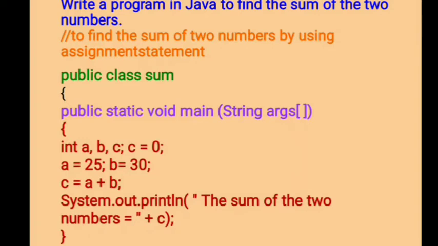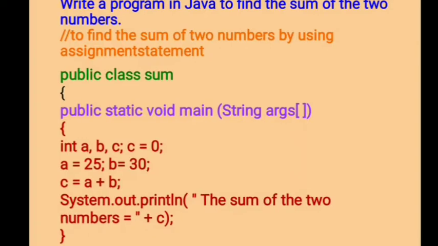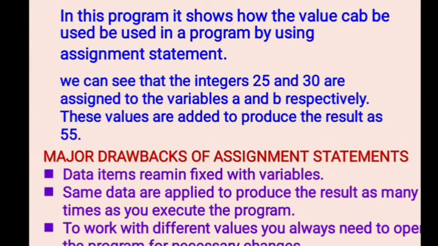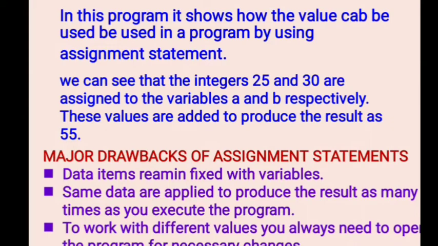Now in this type of programming, the drawback is there. If you run 10 times, it will always give you the same output because the value in this case is fixed. That is, a's value is 25 and b's value is 30. Now in this program, it shows how the value can be used in a program by using assignment statement. We can see that the integers 25 and 30 are assigned to the variables a and b respectively. These values are added to produce the result as 55.